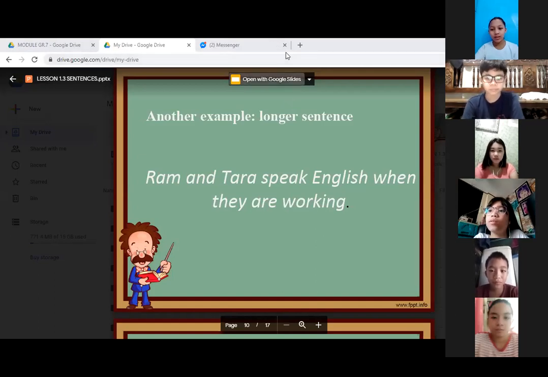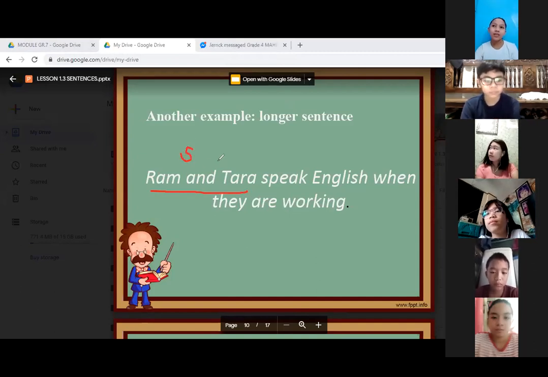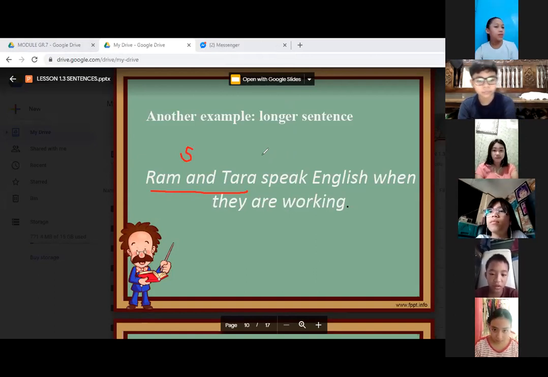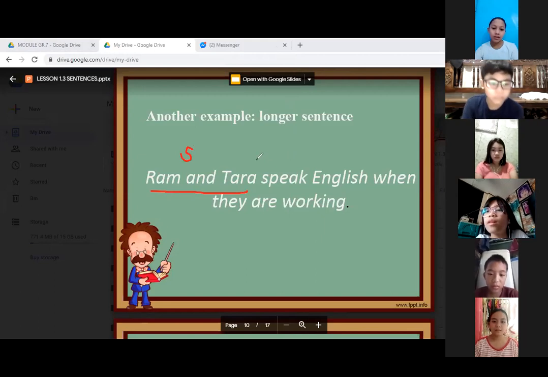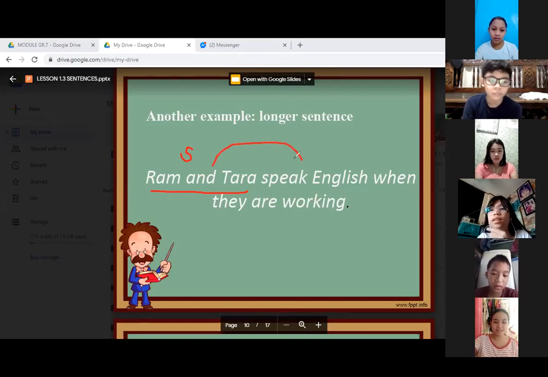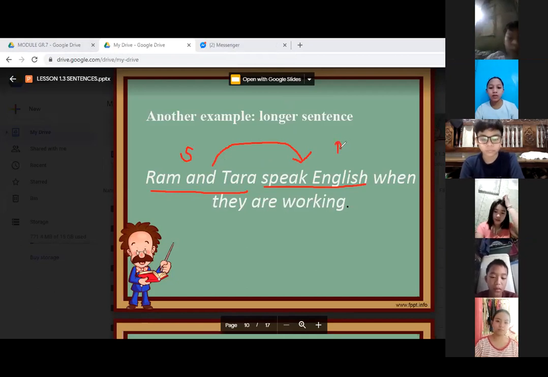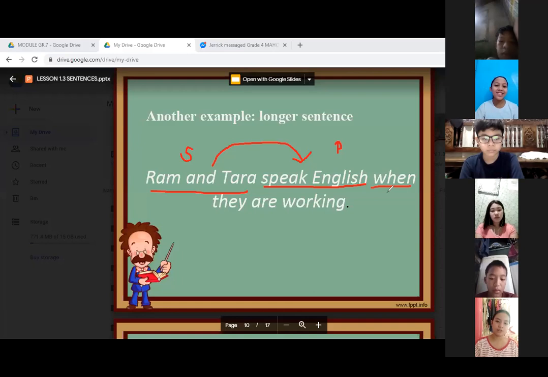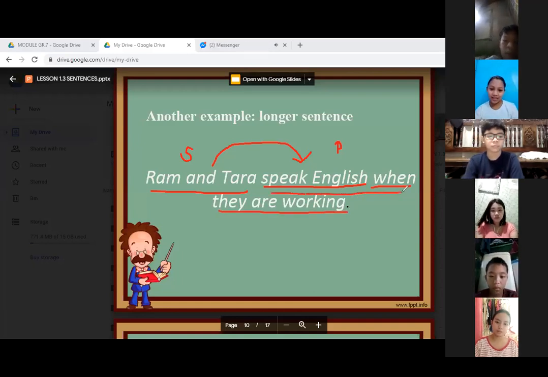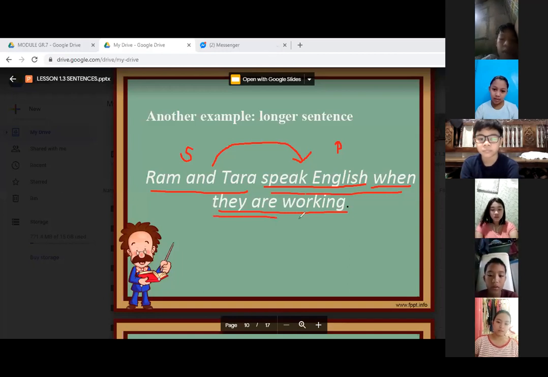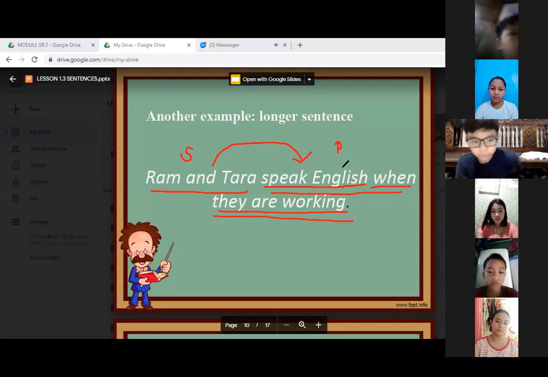So now, class, in this case, we have Ram and Tara. They are the subjects, while the predicate will be, anong predicate? Anong ginagawa daw ni Ram and Tara? Not working, but Ram and Tara speak English. So the predicate is still speak English. Pero kapag sinama mo to, ang tawag dyan, complete predicate na yan. Lahat yan predicate. Maliwanag? The single underline are the subjects, while the double underline is the predicate.